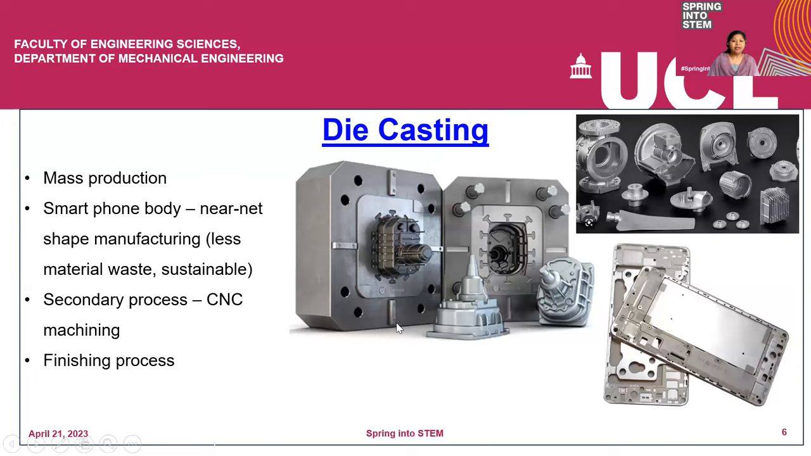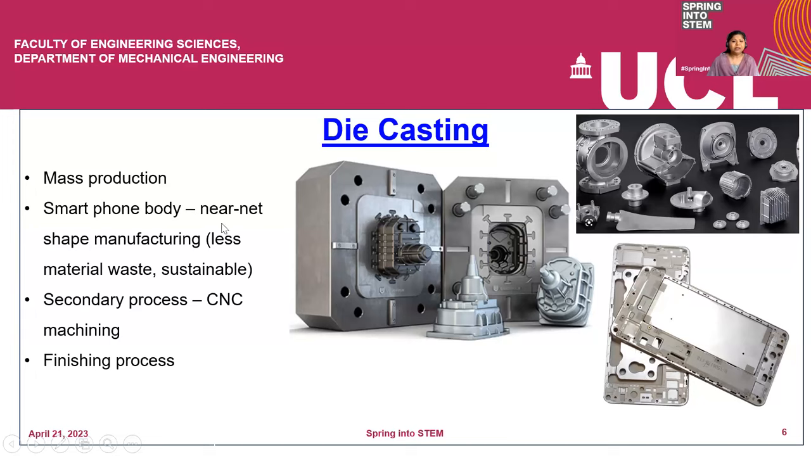Die casting is another widely used manufacturing method for metallic components. Again, similar to injection molding, you will have a die using which you will form the metallic components. This is widely used for mass production. Why? Because you can't machine individual components when you are making them in few hundred thousands. It will produce a lot of waste, and also it will be very expensive and time consuming.